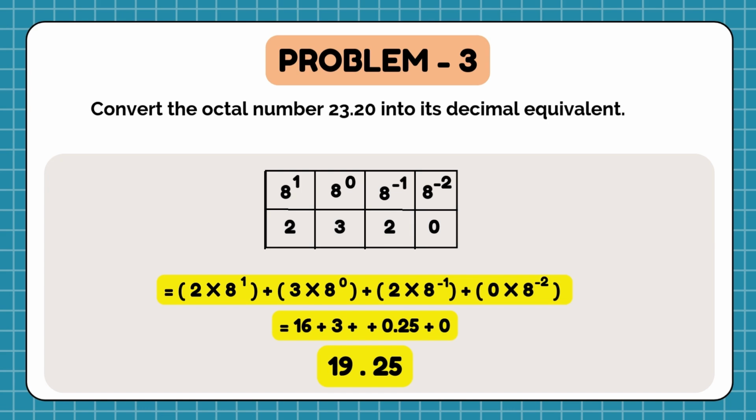2 is at position -1, therefore we have 2 times 8 to the power -1, which is 0.25. 0 is at position -2, therefore, we have 0 times 8 to the power -2, which is 0. Add them up, we get 16 plus 3 plus 0.25 plus 0 equals 19.25. So, 23.20 in octal is 19.25 in decimal.